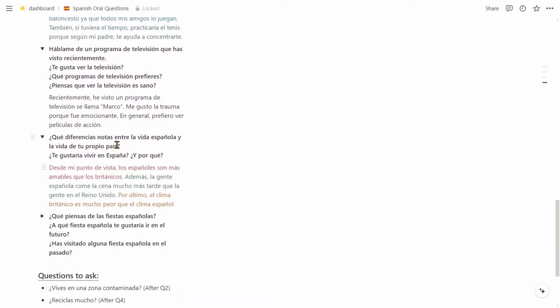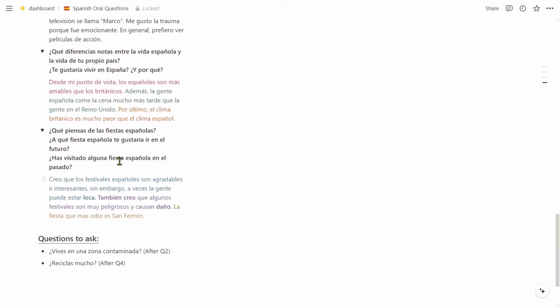This one, differences between Spanish life and English life, etc. And the last one for theme 1 is about Spanish festivals. Festivals is a tricky topic. And I'll put in the description a knowledge organizer that will help you come up with ideas on what to say. So I know festivals, if you don't know any Spanish festivals, it will be difficult to answer this question. So I'll put some links in the description to help you with this.